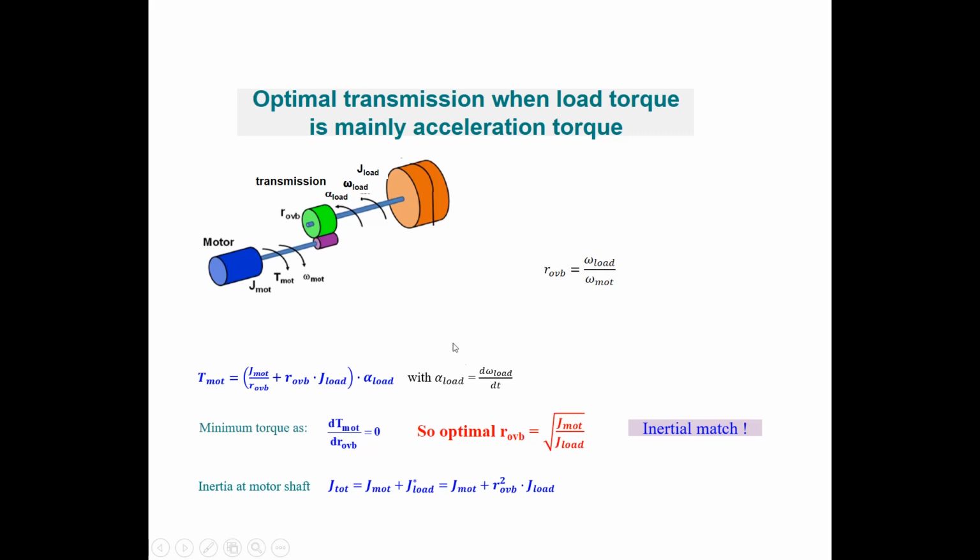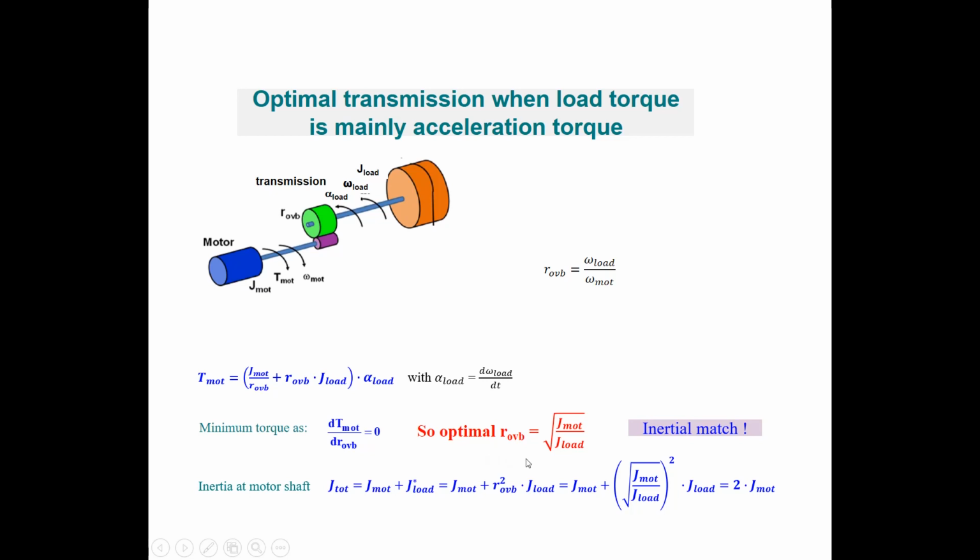Now let's look what happens when we choose for the ROVB the inertial match value. So replace ROVB by the square root of J motor over J load. And in that case, we see that the total inertia at motor level is equal to J motor plus, we fill in this expression over here for ROVB, and then we get that expression. And when you work that out, you see that the total inertia at motor level is equal to 2 times J motor when using the inertial match expression.